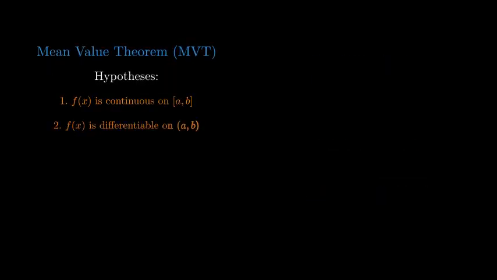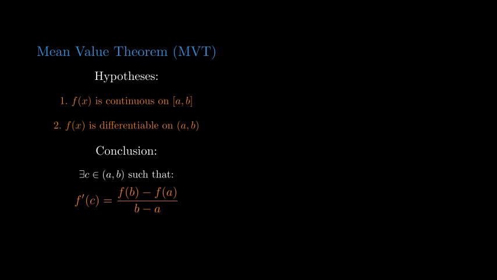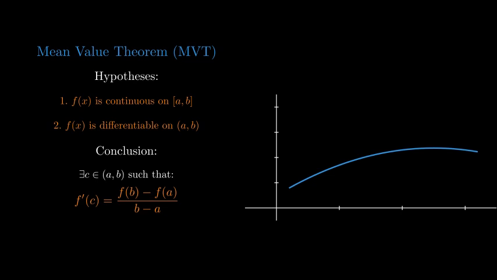Formally stated, the mean value theorem says that if a function f of x is continuous on a closed interval from a to b and differentiable on the open interval from a to b, then there exists at least one number, c, inside that open interval where the derivative evaluated at c equals the average rate of change of the function over the entire interval.